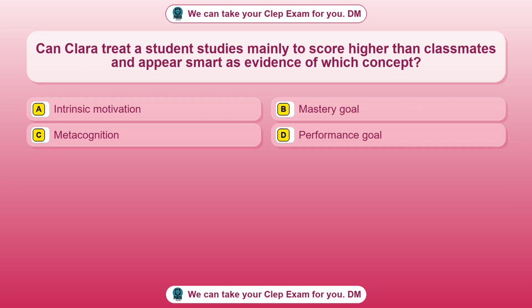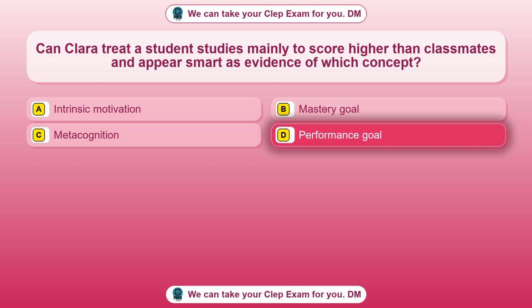Question 29. Can Clara treat a student studies mainly to score higher than classmates and appear smart as evidence of which concept? Option A, intrinsic motivation. Option B, mastery goal. Option C, metacognition. Option D, performance goal. The correct answer is option D.